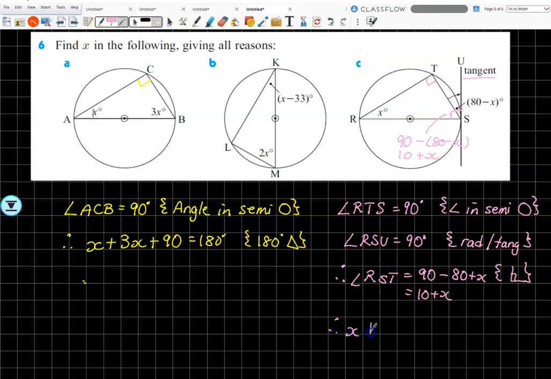Therefore, x plus 10 plus x plus 90 equals 180. 180 degrees in a triangle. And away we go.